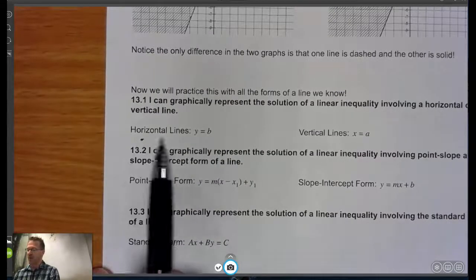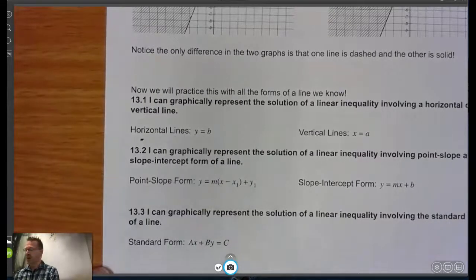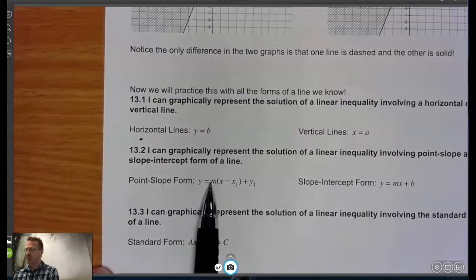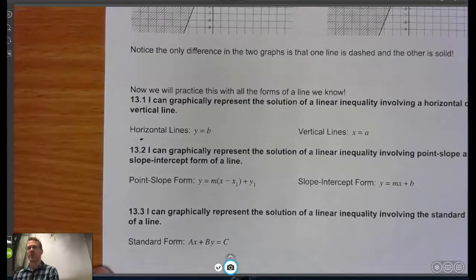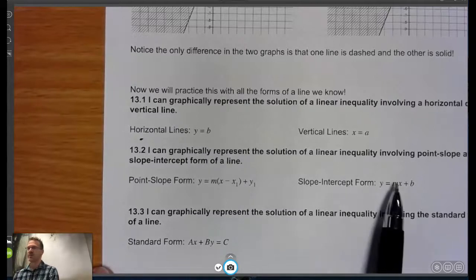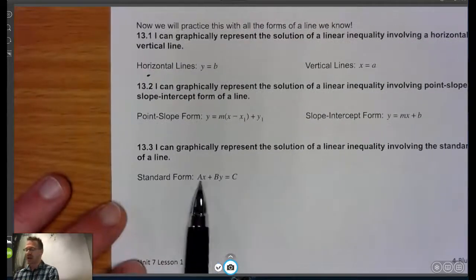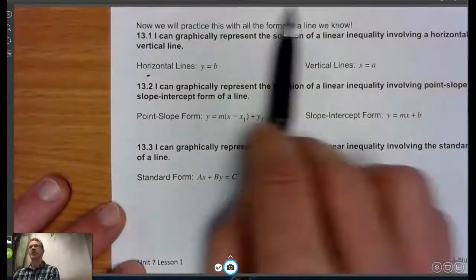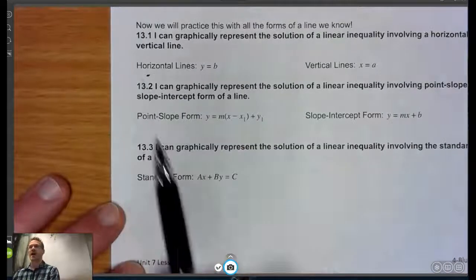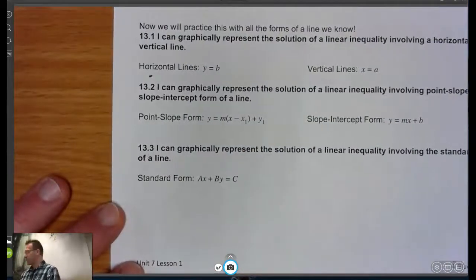Now, remember, we have our forms of a line. Horizontal lines are y equals b. Vertical lines are x equals a. Point-slope form is y equals m times the quantity x minus x1 plus y1. We have slope-intercept form, y equals mx plus b. And then this semester we added standard form here. So these are all the different types of lines. This is your prior knowledge that you have to use when doing this.